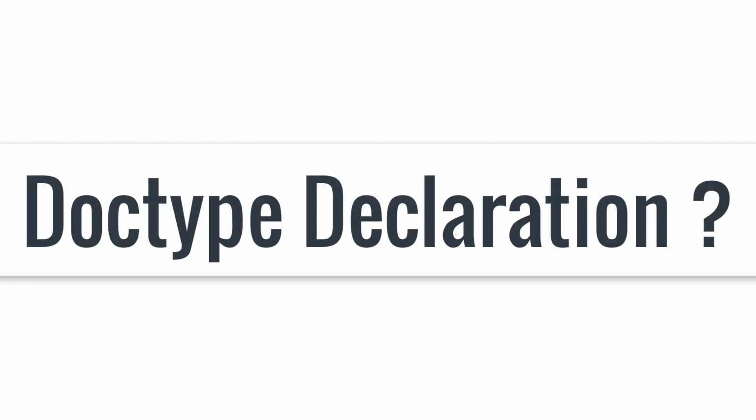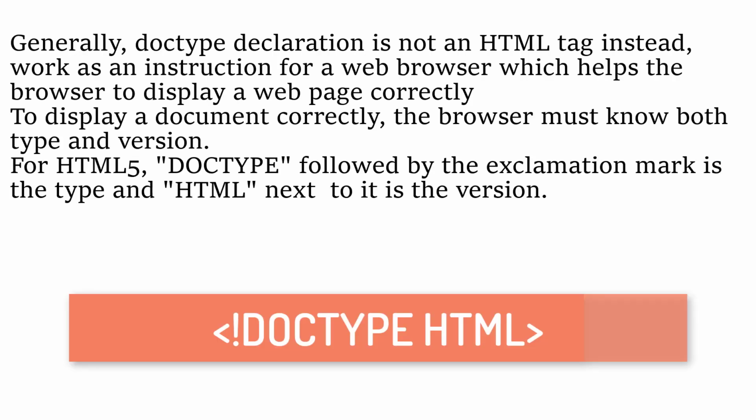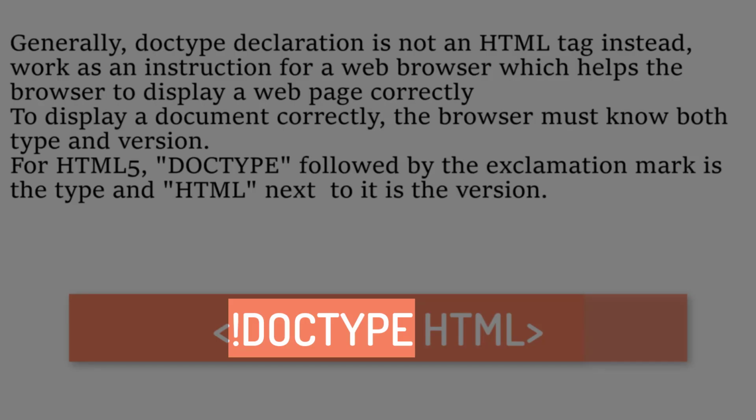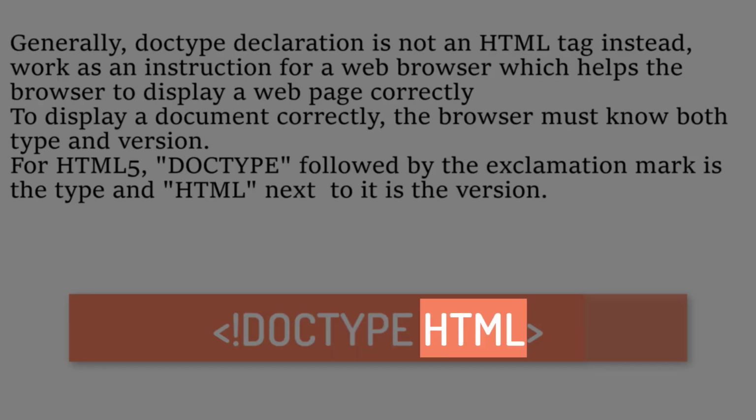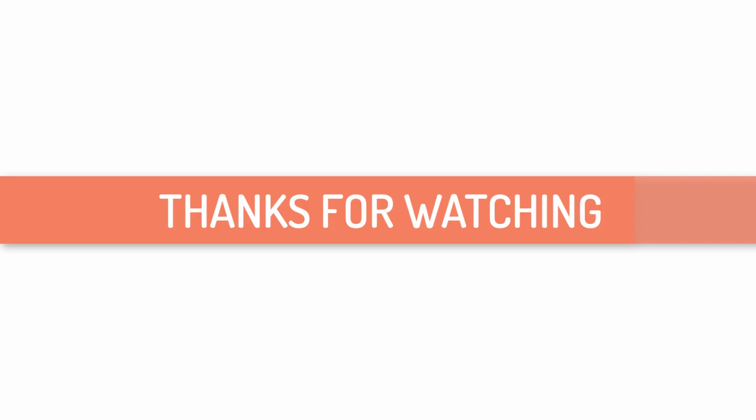So, what is doctype declaration? Generally, doctype declaration is not an HTML tag, instead it works as an instruction for a web browser which helps the browser to display a web page correctly. To display a document correctly, the browser must know both type and version. For HTML5, doctype followed by the exclamation mark is the type and HTML next to it is the version. This is the end of the introductory part.